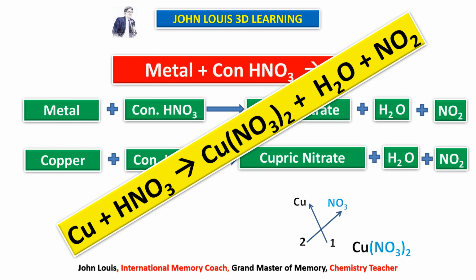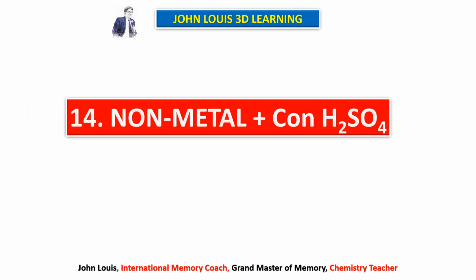Okay, now let's move on to the next type. So the 14th type is what? Non-metal plus concentrated sulfuric acid. Non-metals are what? Carbon, nitrogen, phosphorus, sulfur. These are all non-metals. How do they react with concentrated sulfuric acid?